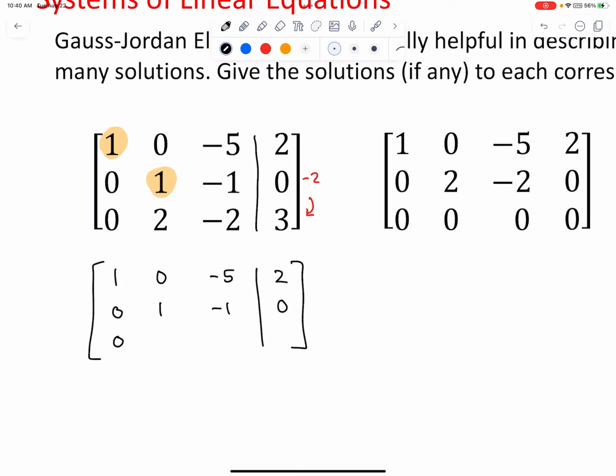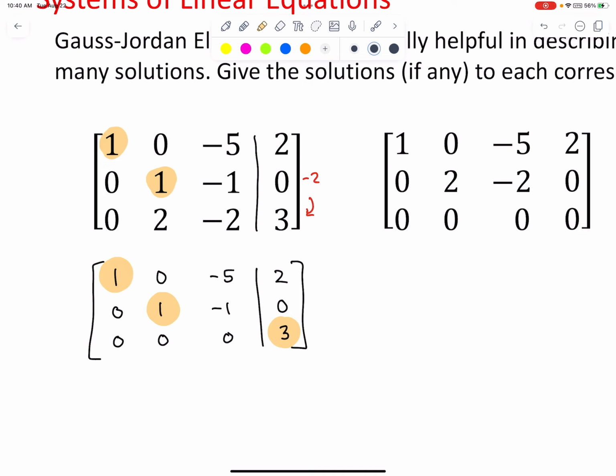Negative 2 times 1 is negative 2. Add to 2 becomes 0. Negative 2 times negative 1 is 2. Add that to negative 2 becomes 0. And then negative 2 times 0 and add to 3, this will stay a 3. I see 3 leading positions, 3 pivot positions.